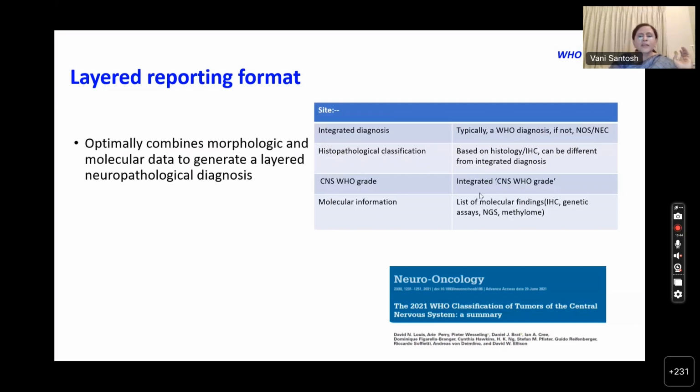And CNS WHO grade is an integrated CNS WHO grade. That is, you should have this integrated WHO diagnosis to call it CNS WHO grade. If you have an NOS diagnosis, then you cannot call it CNS WHO grade. You have to say histological grade. And the last layer is molecular information, where all the molecular findings are listed along with the genetic platform that you use for the molecular testing, like whether you used immunohistochemistry for the surrogate markers, genetic assays like FISH or the Sanger sequencing, next-gen sequencing, methylome profiling, whichever assay you use, you can list that assay.